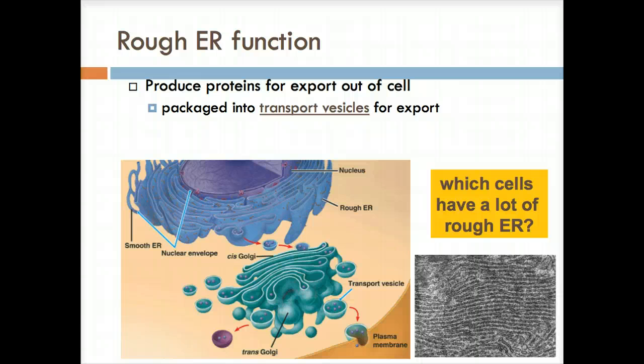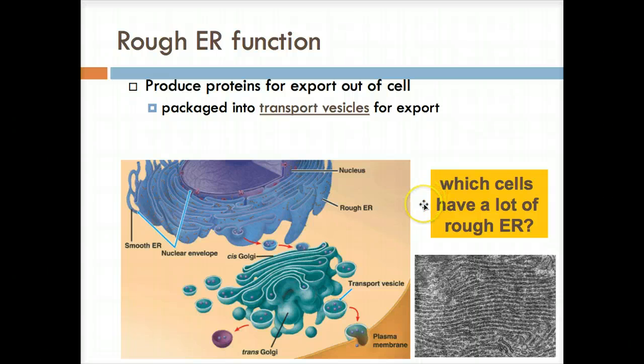Functions of the rough ER: they produce proteins for export out of the cell by packaging them into these transport vesicles for export. So look here, here's your rough ER, guys. There's my ribosomes. I've made some proteins. Once I make the protein, I have packaged it into these little vesicles, and you can see, where do they go? They're going to the next organelle, or the next stop in the endomembrane system, which is the Golgi apparatus.